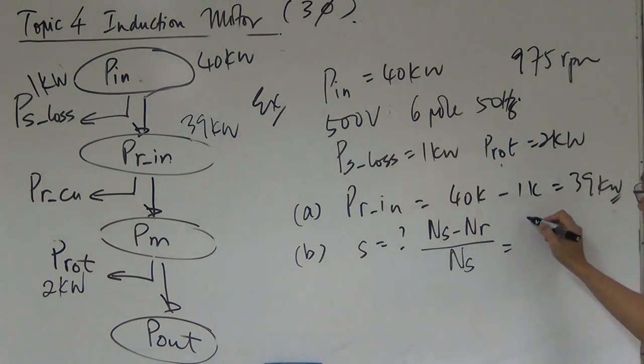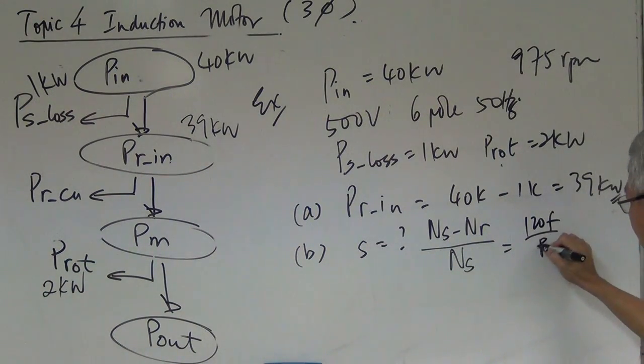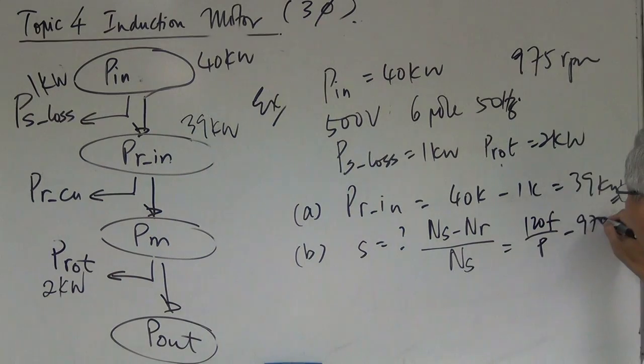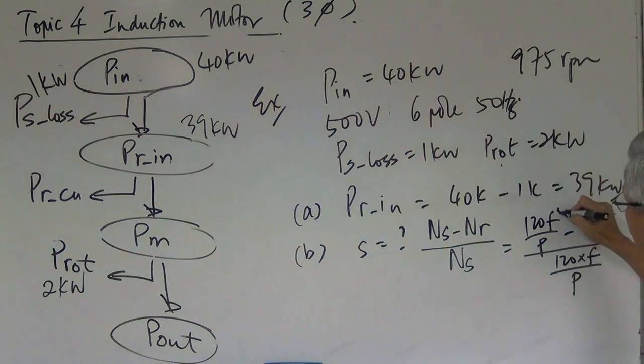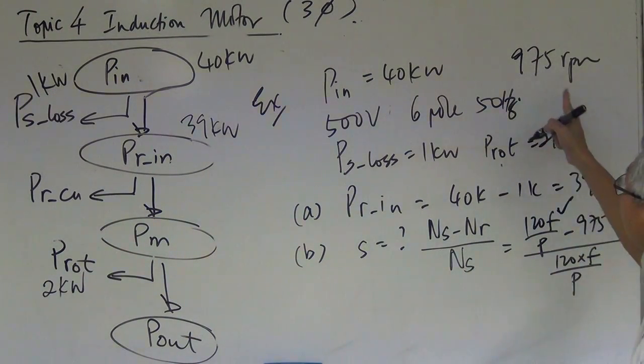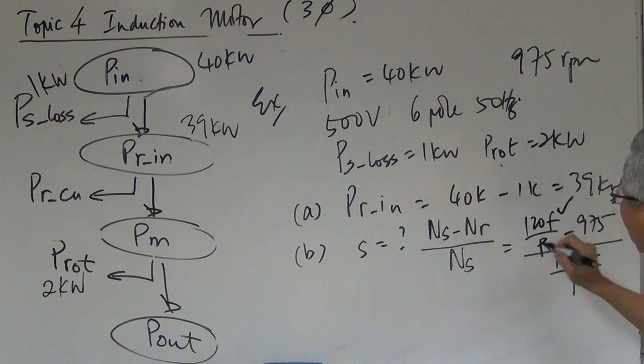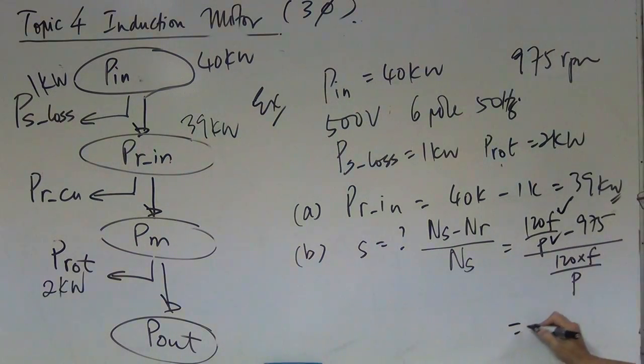So, what is Ns? Ns is 120 F over P. What's Nr? 975. Do I know F? Yes, 50 Hertz. Do I know P? I'm told that it is equal to 6 pole. Right? So slip can be found. Right? Then the question carries on after finding the slip.